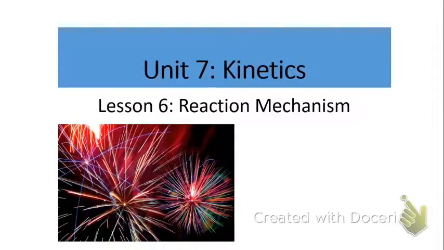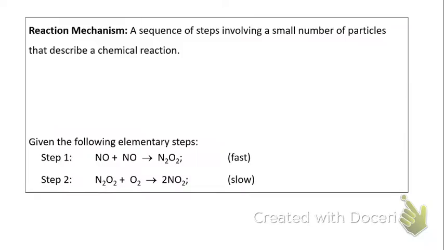All right, let's get started with Lesson 6, Reaction Mechanisms. Now, most reactions do not occur in a single step to convert reactants to products. Instead, there's usually a series or a sequence of individual steps that take place in order to convert the reactants into products. Now, this series or sequence of steps is known as the reaction mechanism. You can think of the reaction mechanism really as the pathway for the reaction.